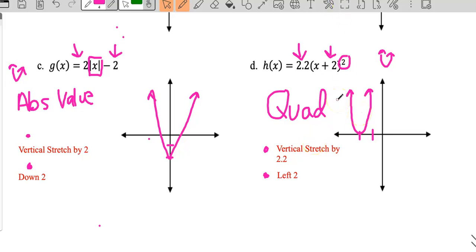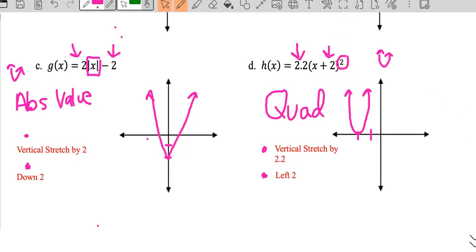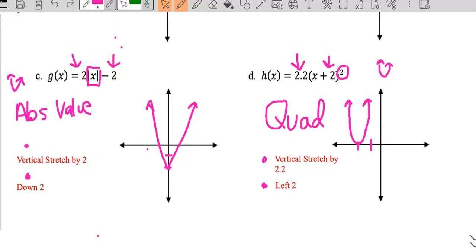Now again, you could type that in Desmos if you really wanted to double check your work. But again, we are striving to do it without a calculator at this point, or Desmos, for your test.